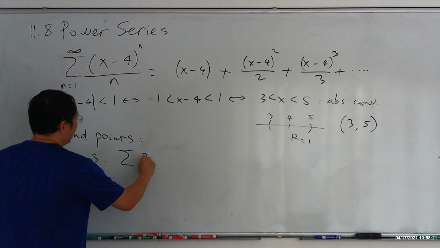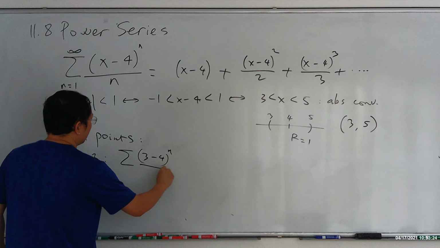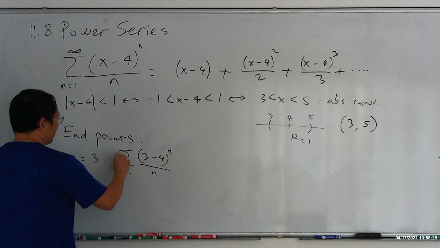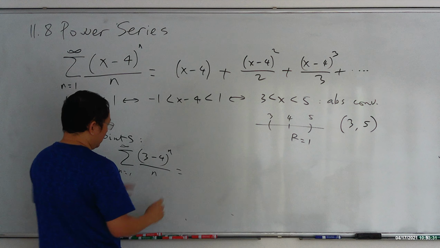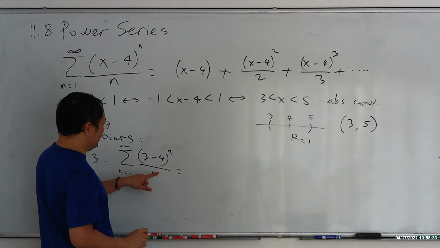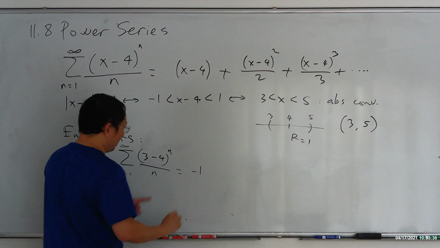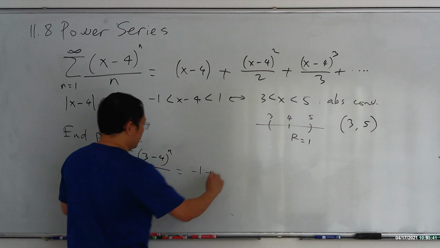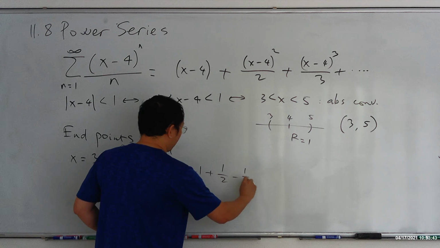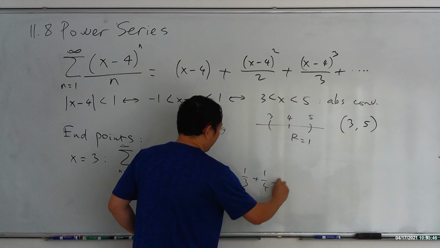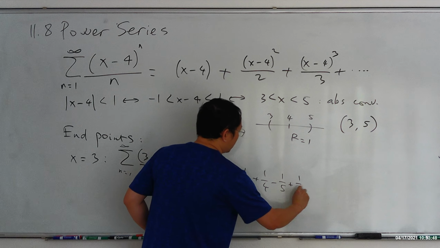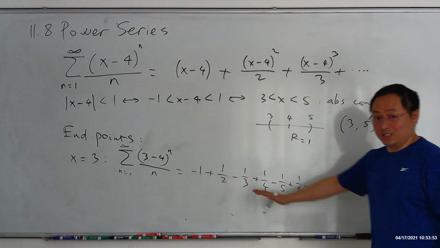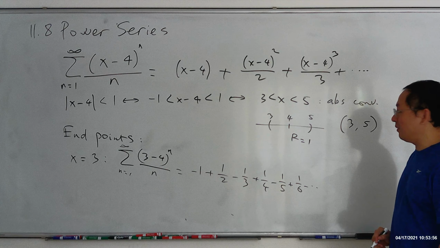The sum of (3 minus 4) raised to the n over n, n running from 1 to infinity, which is what? 3 minus 4 is -1, so -1 over 1. N equal to 2: 3 minus 4, (-1) to the 2 is 1 over 2, and minus 1 over 3, plus 1 over 4, minus 1 over 5, plus 1 over 6, minus... This is the harmonic alternating series. This is actually a convergent series. We learned that before. Okay?